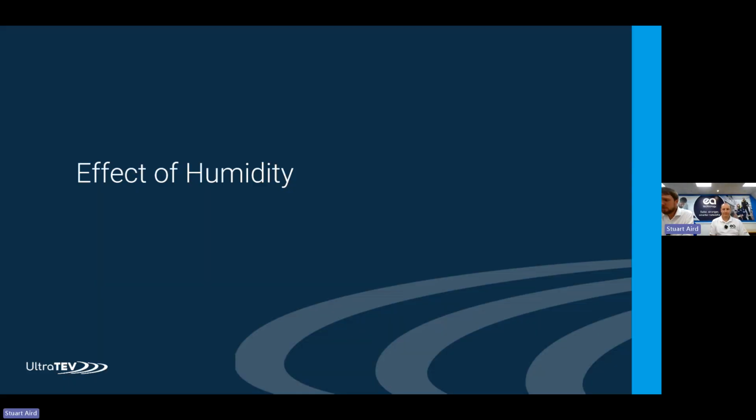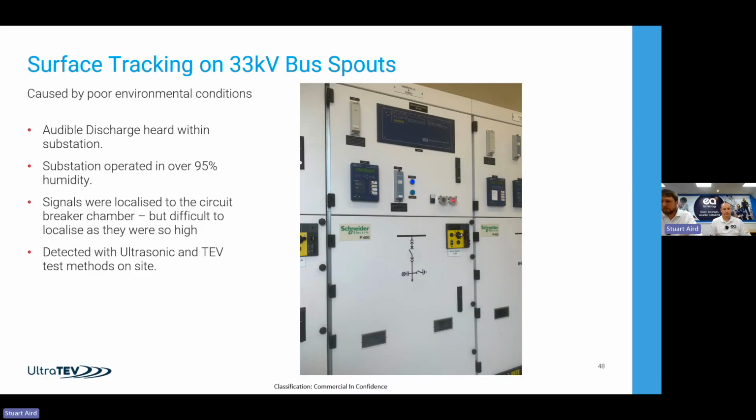Okay, so a couple of slides just on the effects of humidity. This is just by way of a case study, really. This particular one, 33 kV bus bars, was where the issue was. It's an audible discharge in the substation, so you don't need any fancy kit on this one. You could walk in and hear discharge going on. It's at that sort of level already. The humidity in the substation. This wasn't the UK example.